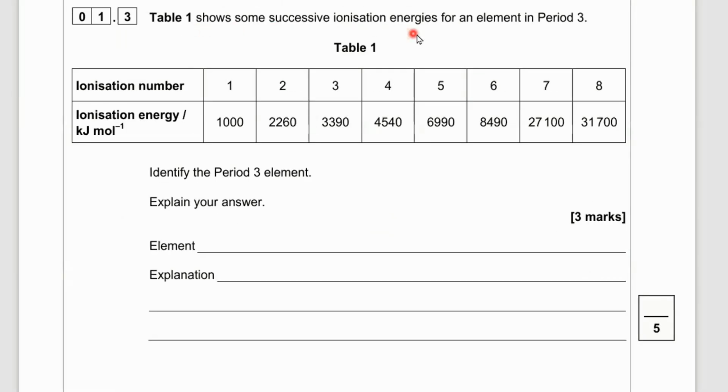Right, 1.3. Table 1 shows some successive ionization energies for an element in period 3. So we go along in period 3 and it says identify the element in period 3 and explain your answer. Well, there's a huge jump between 6 and 7. Look, jump from 8,490 going over to 27,100. So this means we're looking at the element in period 3 that's in group 6. So we need to go back to our periodic table and check out which element this is.